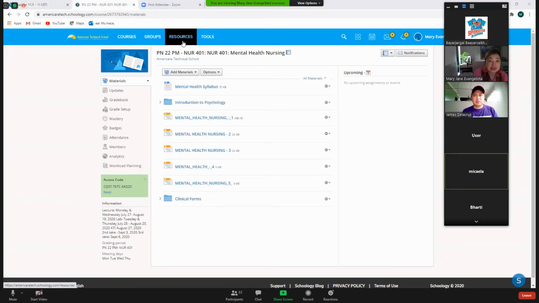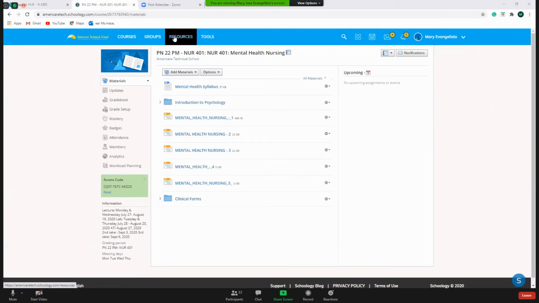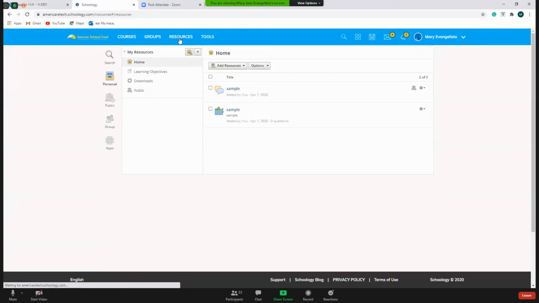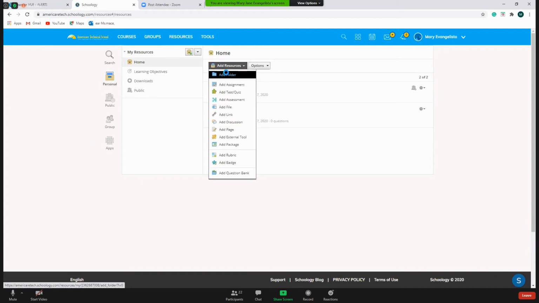Part of your clinical right now, to prevent problems in an audit from the Board of Nursing or the IDFPR, is that we need to place everything, all the forms, assessment, and SBAR, in your resources. So this is your resources. All you have to do is add the resources. This is your resource. Add a folder.